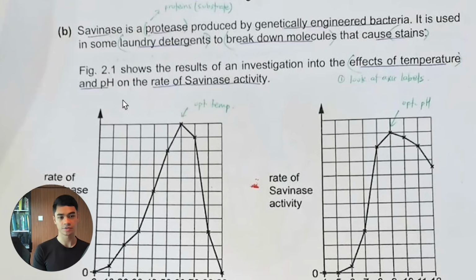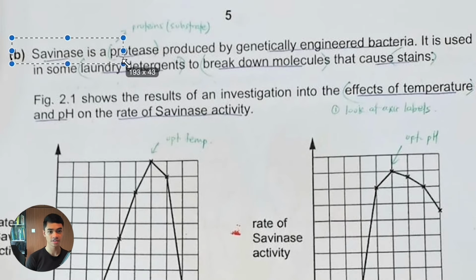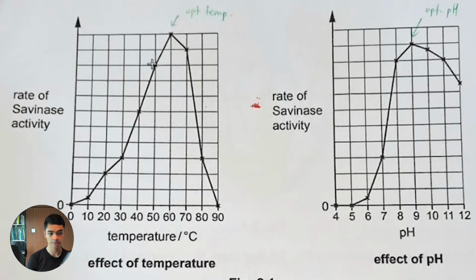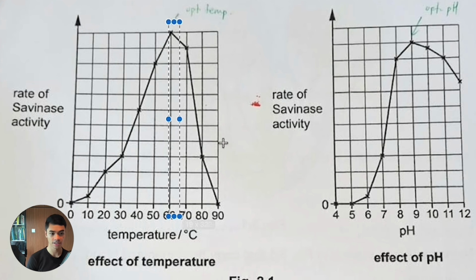Okay, so I'm going to go through a few questions on this paper. Savinase is a protease, so it breaks down proteins, right? And its job is to break down molecules that cause stains and is used in detergents. Okay, so then they show you optimum temperature is 60 degrees. And they show you how it performs with different temperatures and different pH. So yes, optimum pH is pH 9.